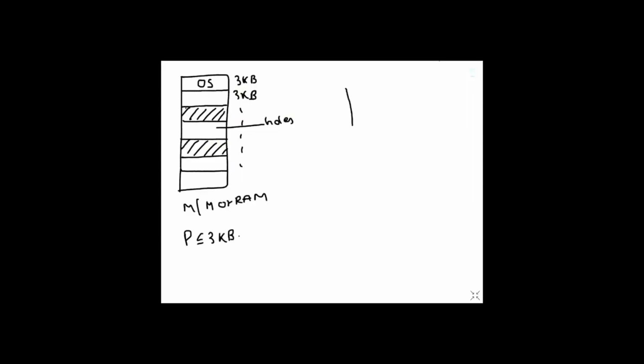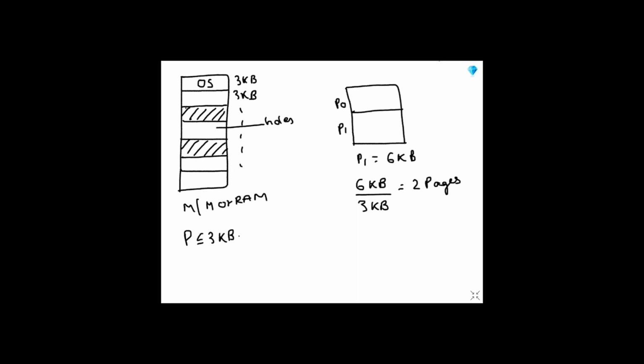In paging, the process is divided into pages whose size is equal to the frame size of the main memory and is loaded into the main memory by the operating system. Suppose I have a process P1 of size 6 KB. And as we can see, the frame size of my main memory is 3 KB. So I divide the process size by my frame size, which gives me the number of pages that have to be made in the process P1. So we should have 2 pages, P0 and P1. Not to forget that each is of size 3 KB, as frame size is always equal to page size.